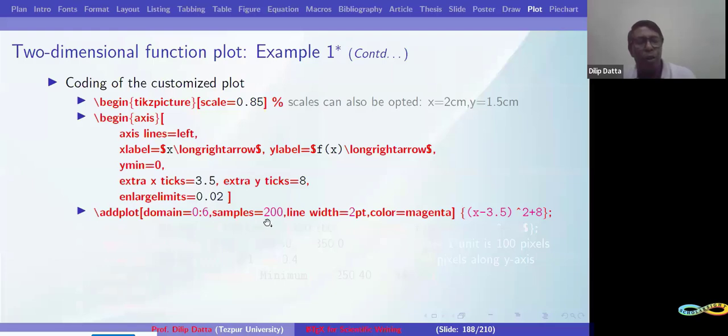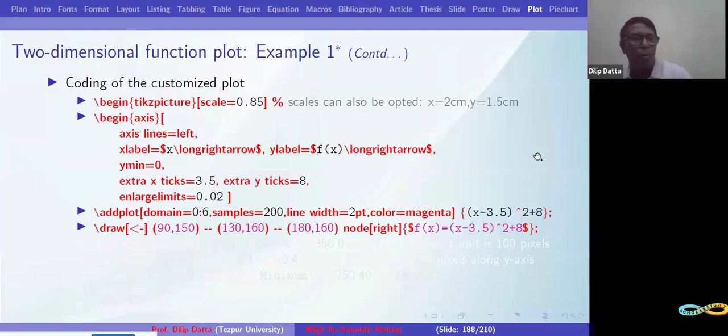You can decide this based on the smoothness of your curve. If you get a smooth curve, then you can reduce this number of points, and the size of the figure will be smaller. If you see that smoothness has not come, you can increase the points. Then I used line width equal to 2 point, and color equal to magenta. The other function you already saw.